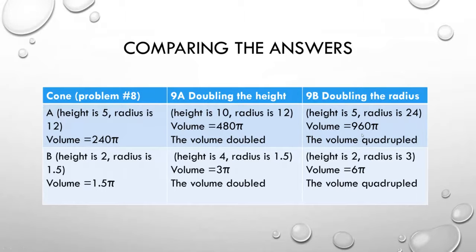If instead of doubling the height, we doubled the radius, for the first cone the new volume was 960 pi. So the volume was multiplied by 4 from the original volume. The volume quadrupled. And if we look at the cone from part B and we double the radius, the new radius is now 3 and the new volume is 6 pi. Again, the original volume was multiplied by 4, so the volume was quadrupled.